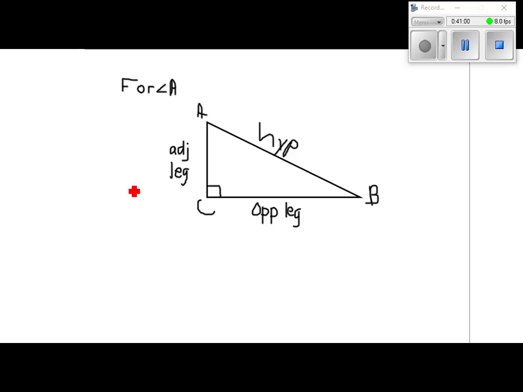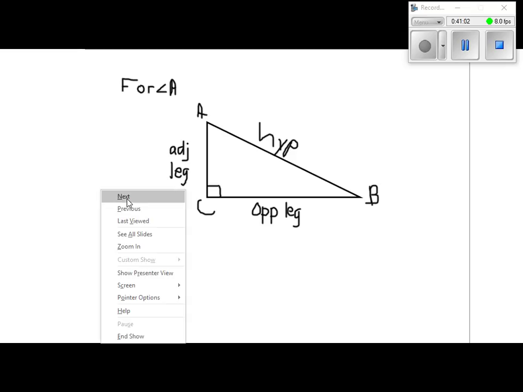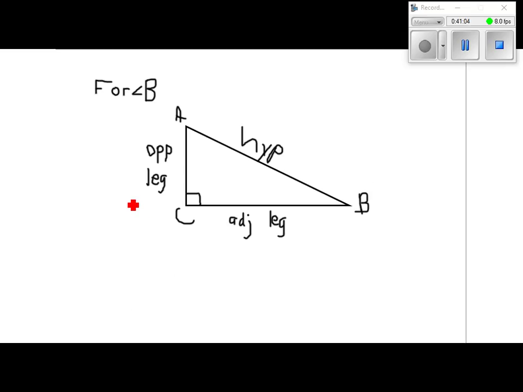So we label, this is what we were just doing on the other slide. I'm going to skip through that pretty quick. If we're dealing with angle B, we already talked about what switches. Opposite and adjacent leg, they just switch places if you're dealing with the other angle. What happens if we're dealing with angle C?